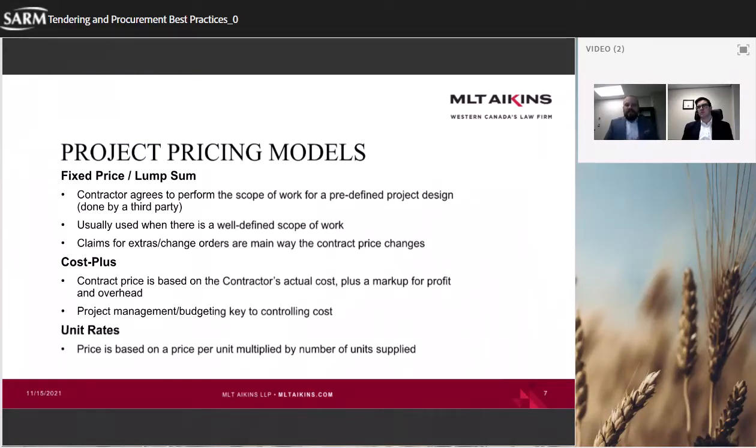And so we see that type of tension a lot in fixed price lump sum type projects, where what we're after is price certainty, but we can only ensure price certainty if we have scope certainty. So that's kind of our most common form, typically in Western Canada, for small scale new construction type projects.